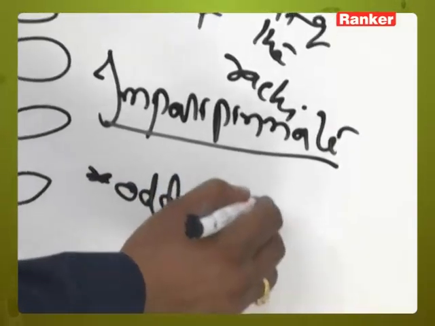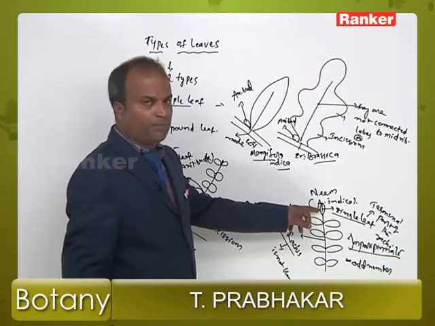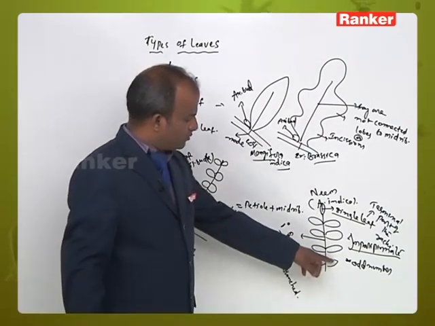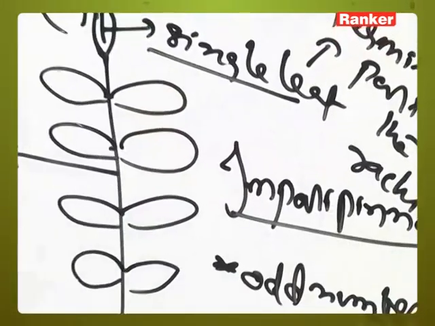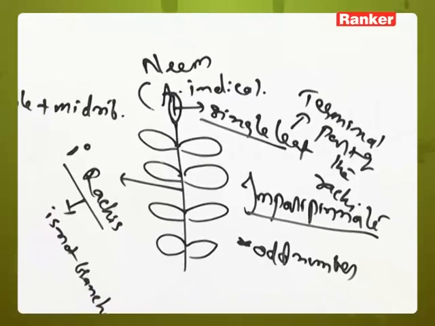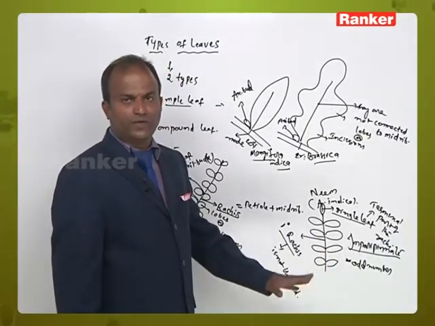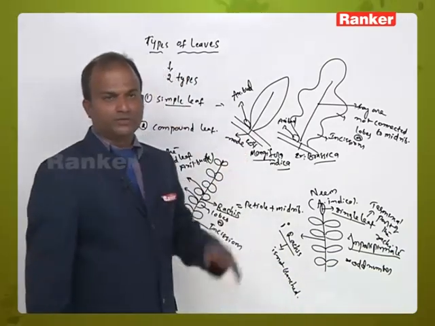The number goes to odd. Why is it odd? Because the terminal part of the rachis ends with a single leaflet. Can you count these leaflets? 1, 2, 3, 4, 5, 6, 7, 8, 9. Is 9 odd or even? It is an odd number of leaflets. So this is about the types of leaves, which we have completed.